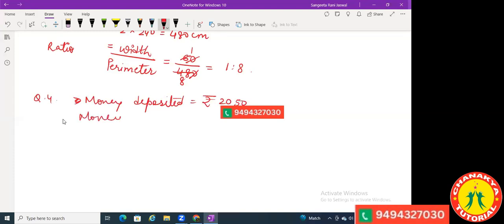Money withdrawn is rupees 410. And what else? How much money is left? That is also required in the second part. So the money left in the bank after withdrawing, whatever money is left there.